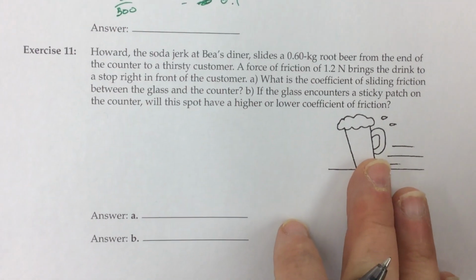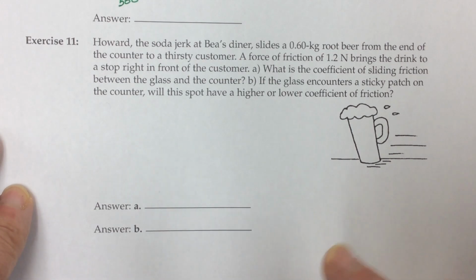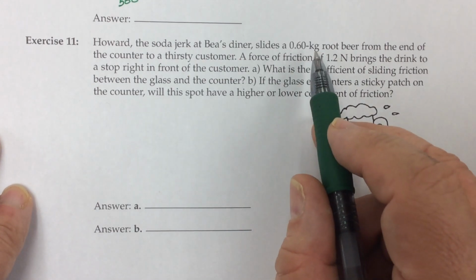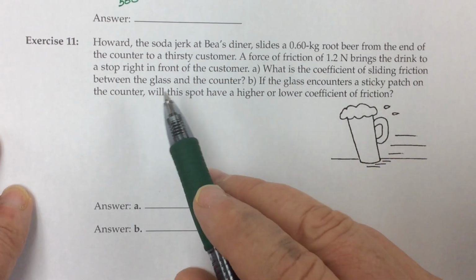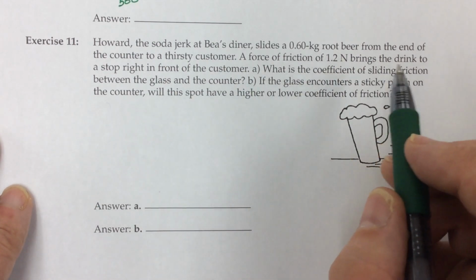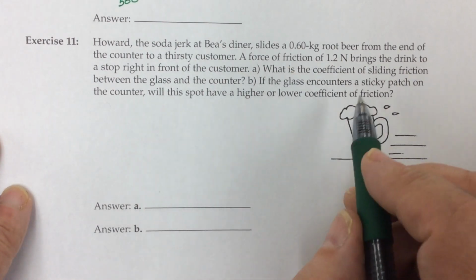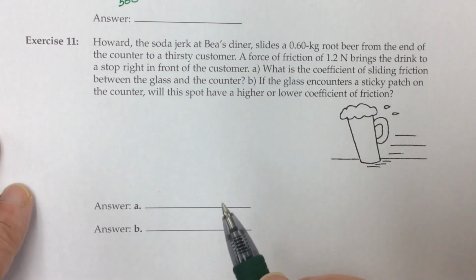Okay. And the last question is, Howard, the soda jerk at B's Diner, slides a 0.60 kilogram root beer from the end of the counter to a thirsty customer. The force of 1.2 newtons brings the drink to a stop right in front of the customer. What's the coefficient of sliding friction between the glass and the counter?